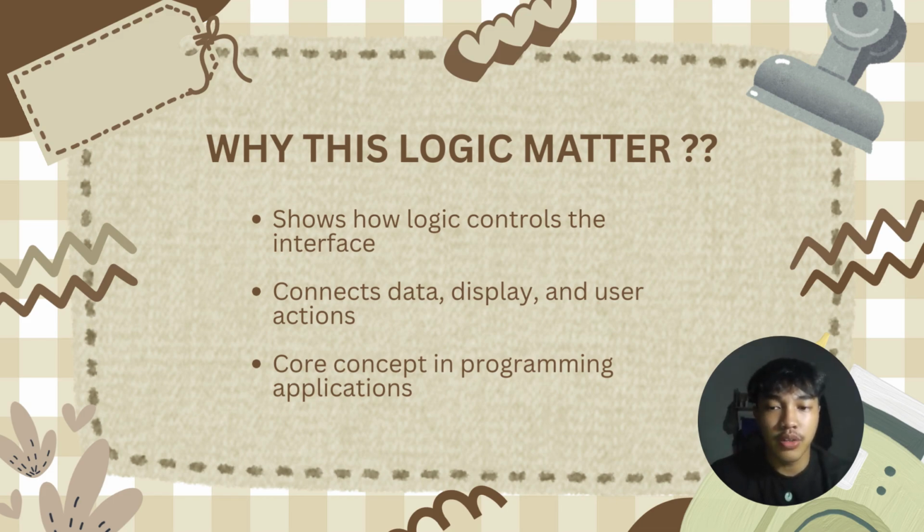So after I explain all the logic parts, we need to know why this logic matters, right? Overall, this logic connects the data, the user interface, and user action together. So it ensures that the application responds instantly and behaves correctly as the user interacts with it. Also, it is a core concept in programming applications. It can make our code and our interface better and neater. So that's all from me. Thank you.